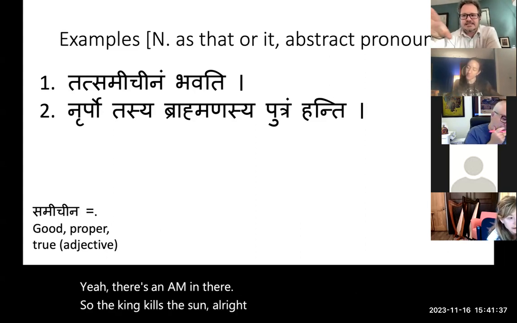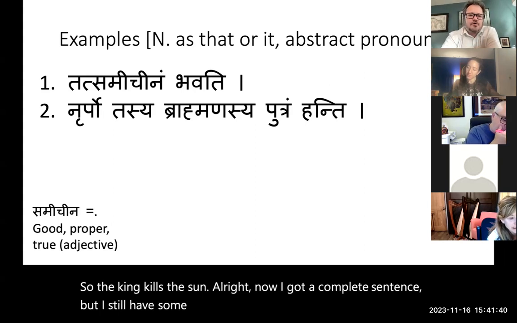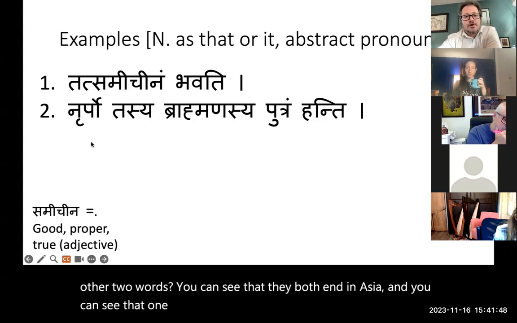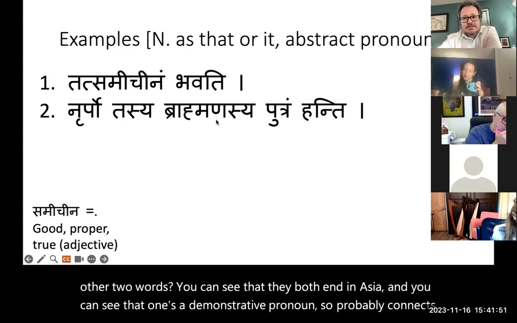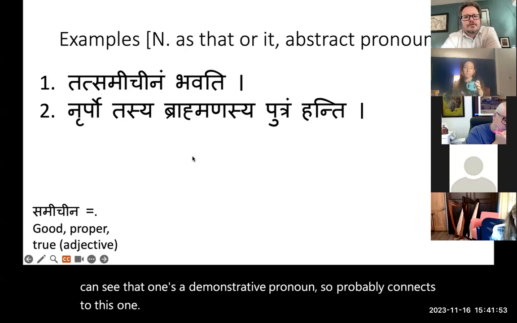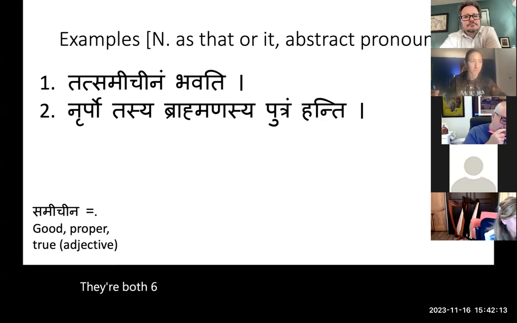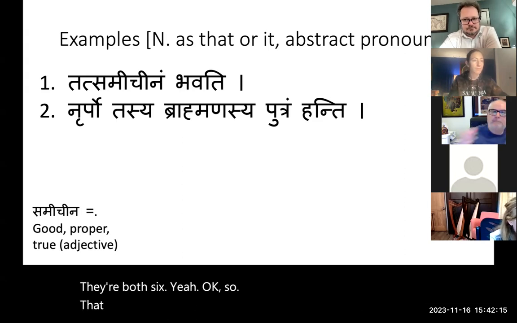All right. Now I got a complete sentence, but I still have some parts left over. So what do you see on these other two words? You can see that they both end in asya. And you can see that one's a demonstrative pronoun, so it probably connects to this one. 6 or 7. Both 6. Yeah. Okay, so of that Brahmin. Yes, of that Brahmin. Put it in a sentence. The king kills the son of that Brahmin.